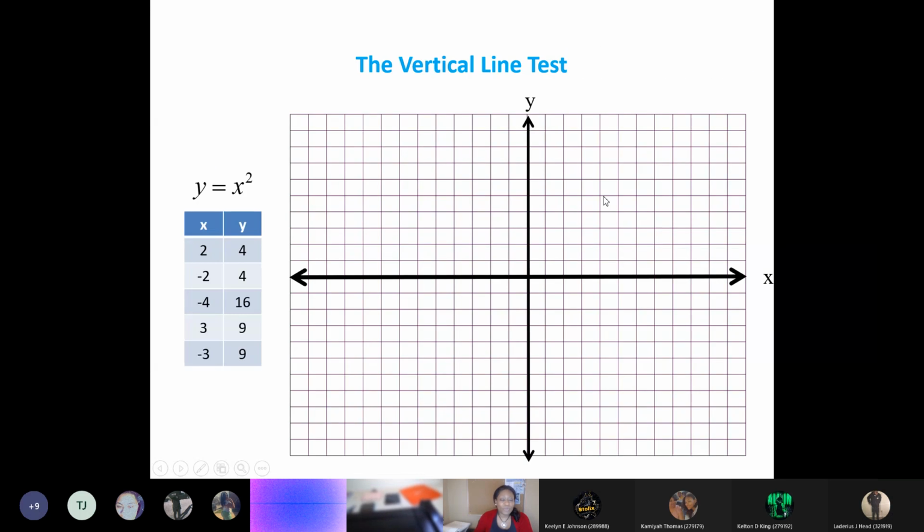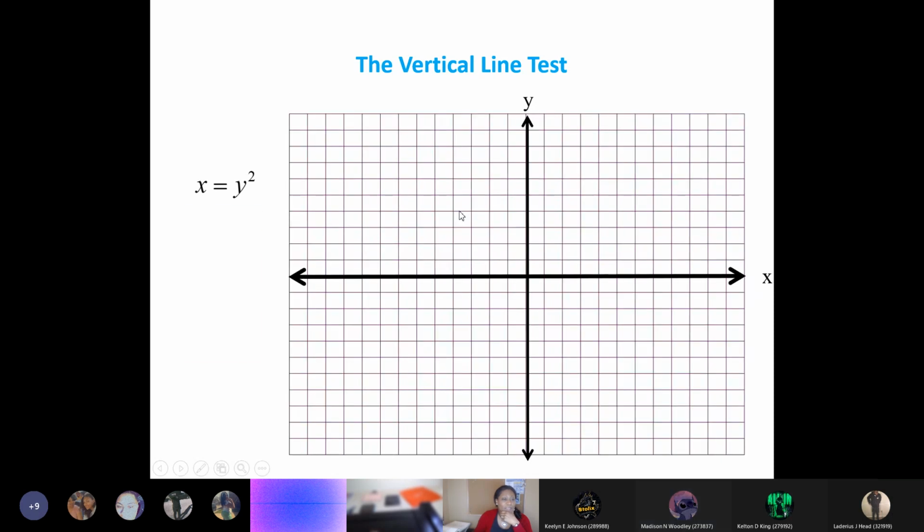Okay, so we have a vertical line test that we talked about yesterday. When we look at a graph like this and we do the vertical line test, is this a function, Madison? Yes, it is. Why? How do you know? Because the x values don't repeat. That is correct. So this is a function. All right, let's go to the next one.